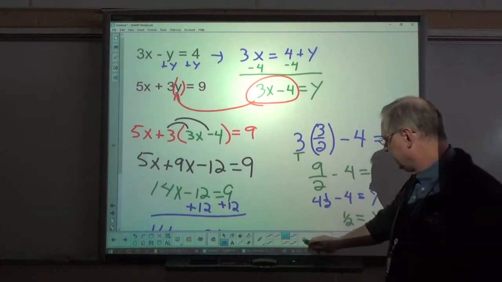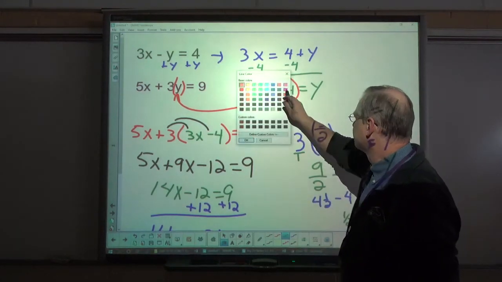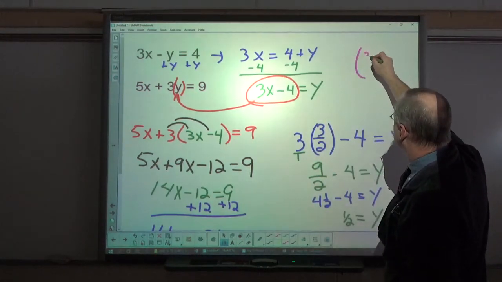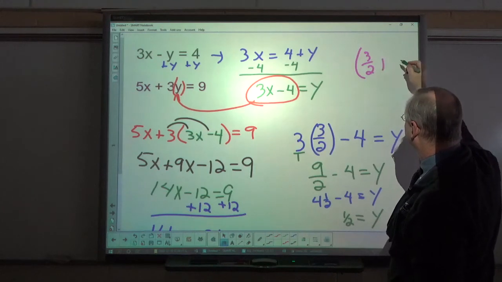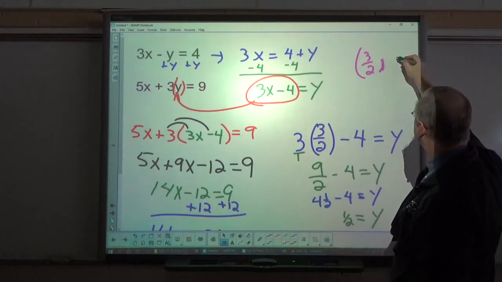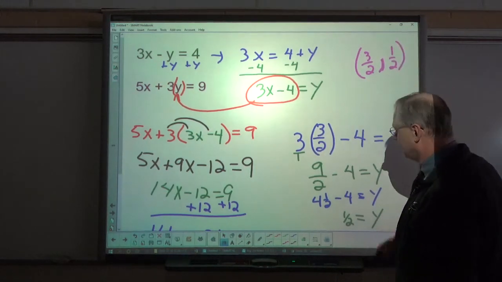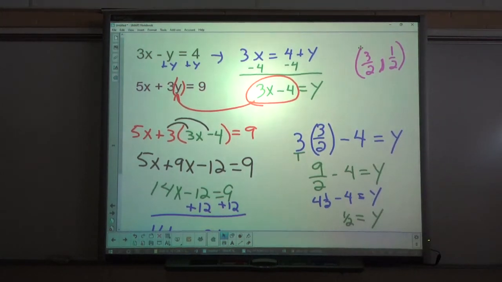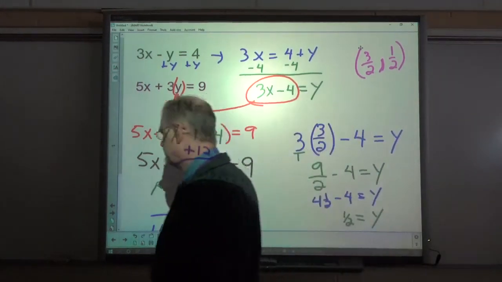So my final answer in all this: x is 3/2 or 1.5. y is 1/2. So 3/2, 1/2. Not a difficult problem to do, but it's not the nicest of solutions. But it is the solution.